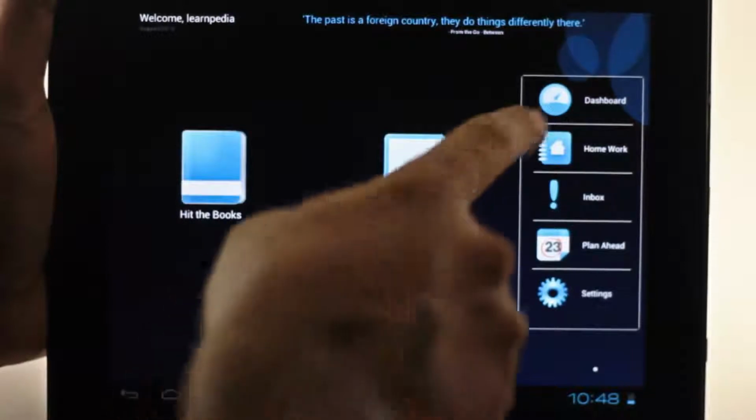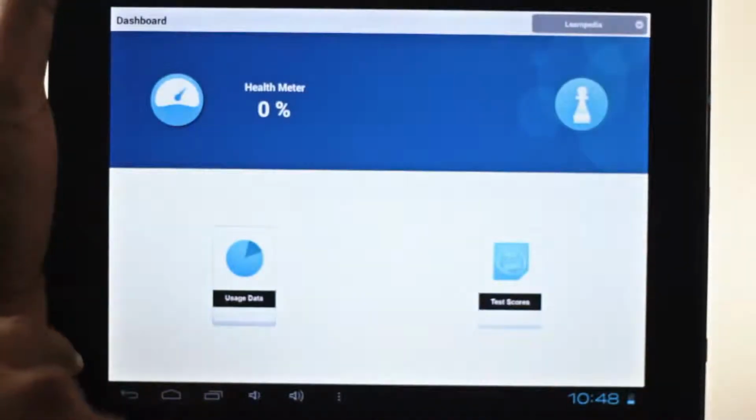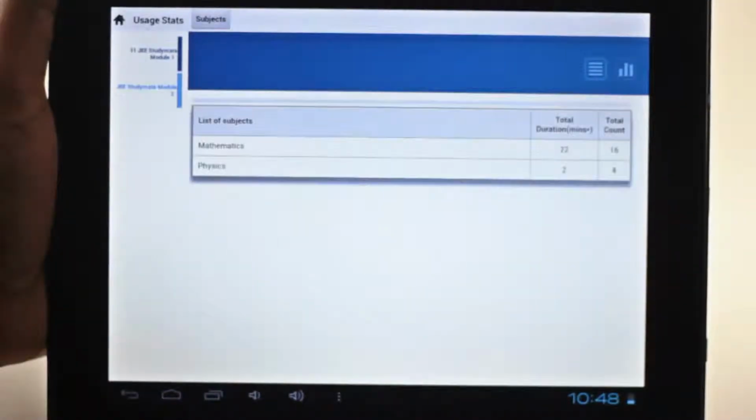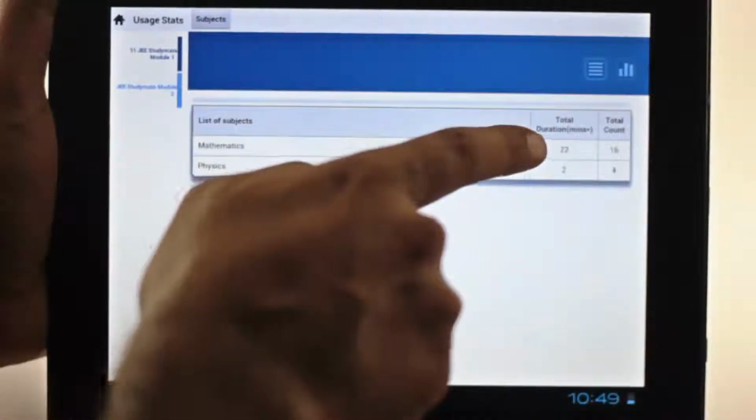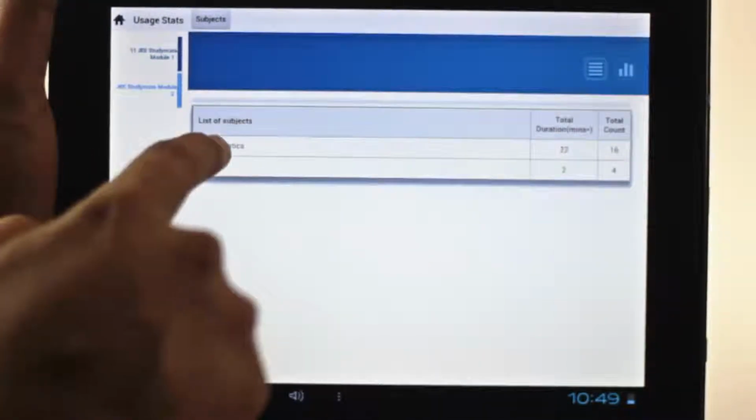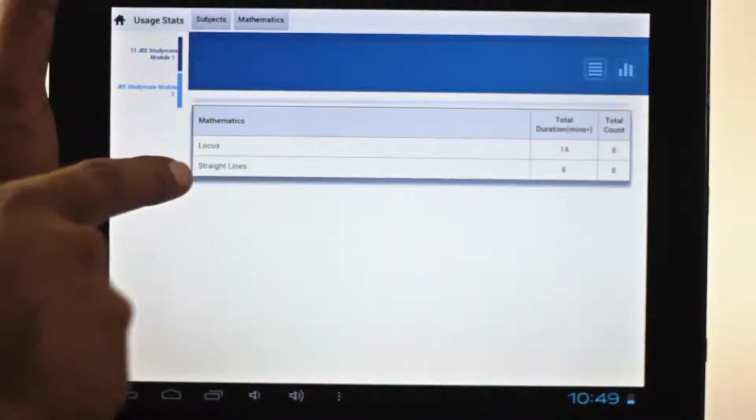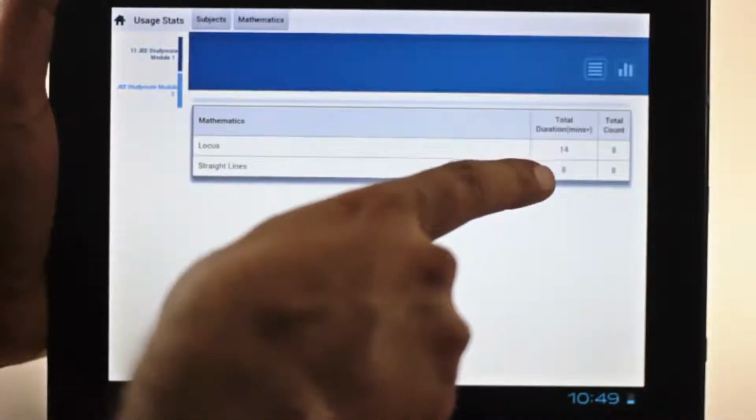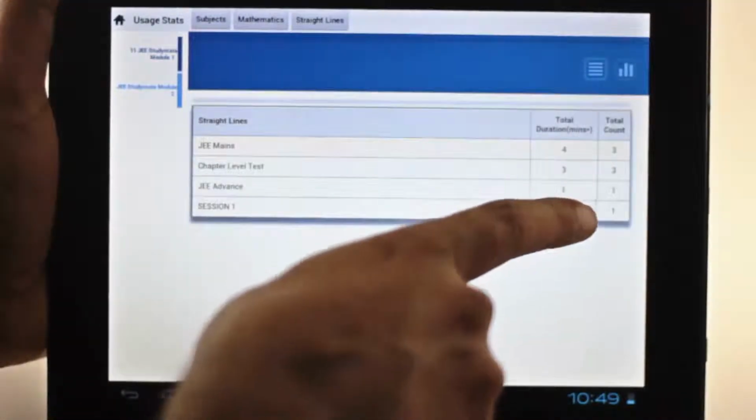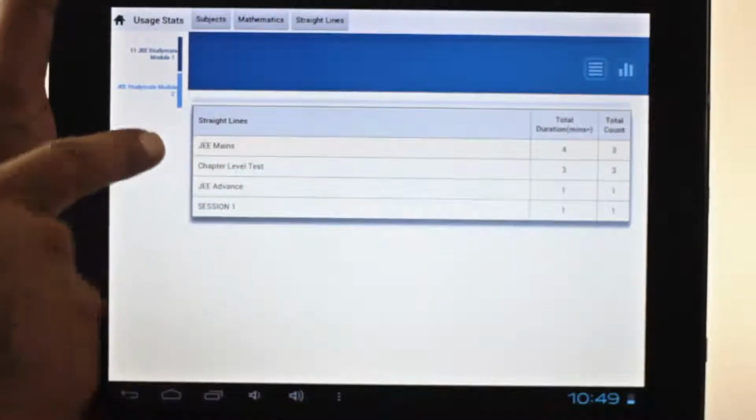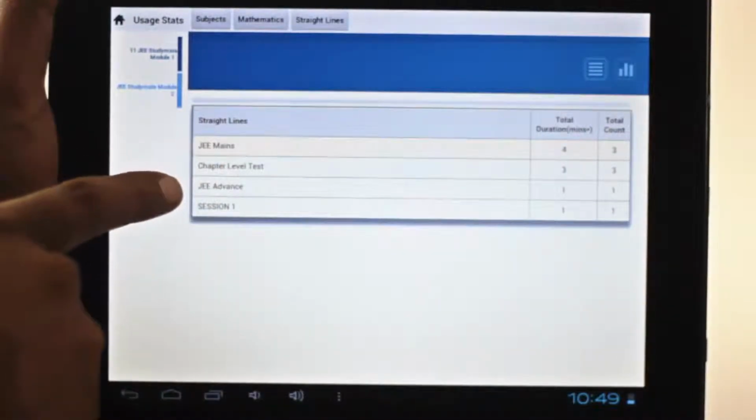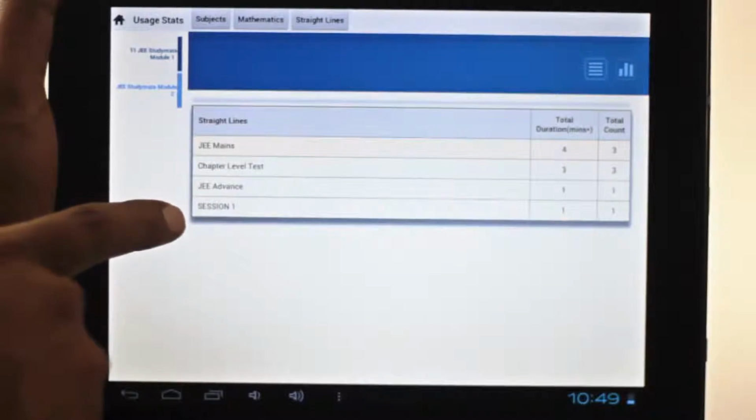We have other interesting features like the dashboard, wherein we have what is called the health meter. It's a new tablet, so it shows only 0%. But still, let's take a look at usage data. It says for mathematics, I spent around 22 minutes. In physics, I spent around 2 minutes. Let me click mathematics. It also tells me that I have spent some time with locus and straight lines. It tells me the amount of time spent and also the number of times I have visited that particular chapter. So here it also talks about JEE Mains, chapter level test, JEE Advanced, session 1. So it tells me exactly what I had been doing on that particular chapter.